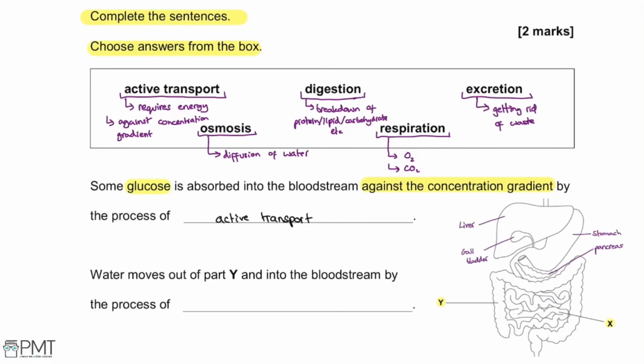The next part says water moves out of part Y and into the bloodstream by the process of blank. So if we have a look at part Y on our diagram, part X is the small intestine, and then the larger tube that part Y is pointing out is the large intestine. Now the sentence is talking about water, that's our key clue here, and if we look at our key words, osmosis is the one that speaks about water, so that's going to be the answer down there.